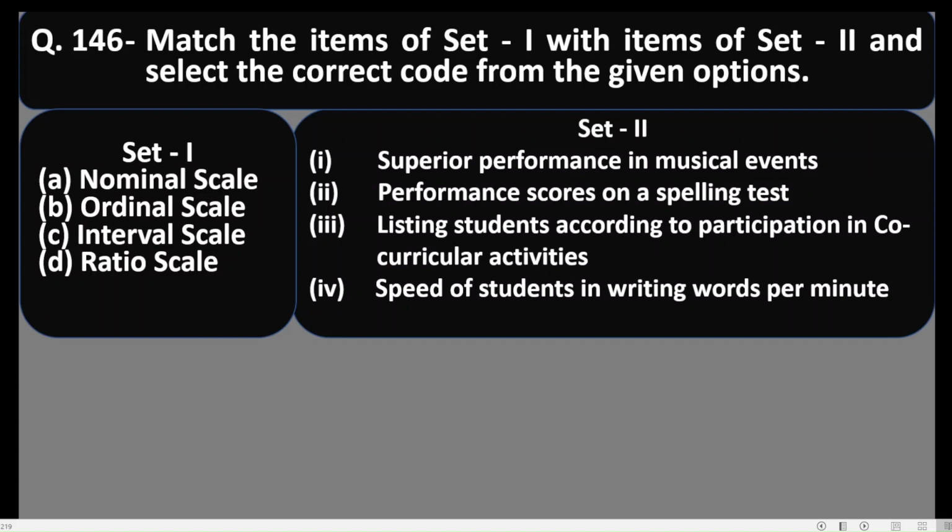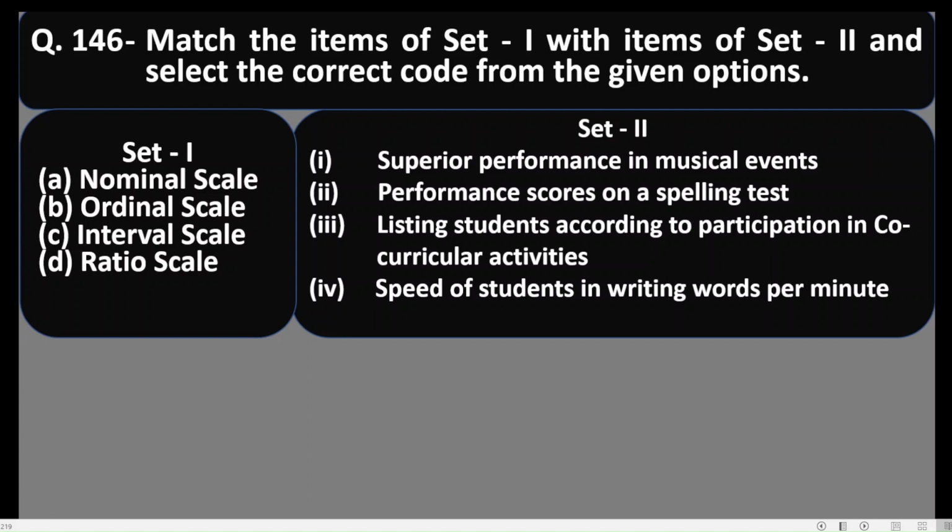Number 2 in set 2 is given performance scores on a spelling test. We know that performance scores in any test is considered as interval scale. So it is given in set 1 in C. So performance scores on a spelling test belongs to interval scale.